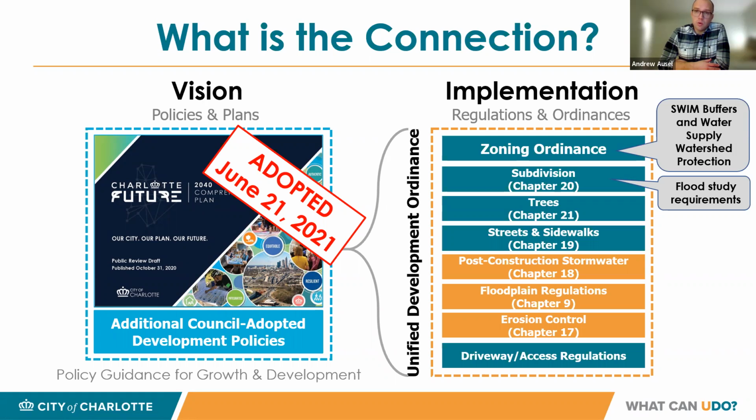So post-construction stormwater, floodplain, and erosion and sedimentation control are all included in the code of ordinances. And then in the zoning regulations today, we have swim buffers and water supply watershed protection standards. Those are coming out of the zoning ordinances and into a separate stormwater article. And we'll talk a little bit about both of those in the presentation tonight.